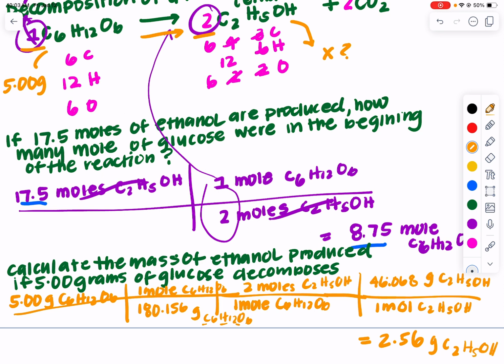Okay. So again, this step, converting from one substance to another substance, is super, super important. We have to make sure that we do this step. Otherwise, we're going to be stuck with glucose the entire time. We need to be able to move to ethanol.